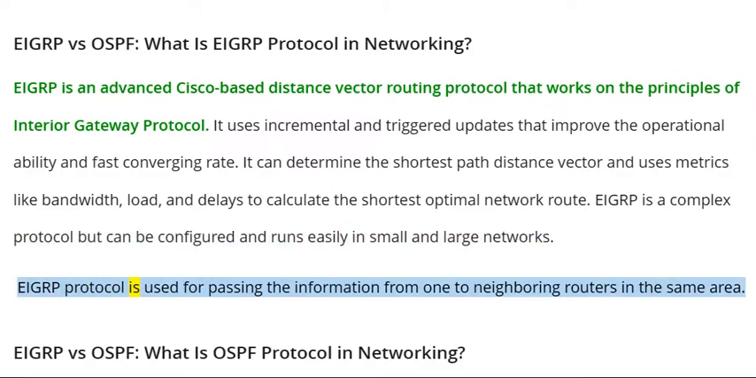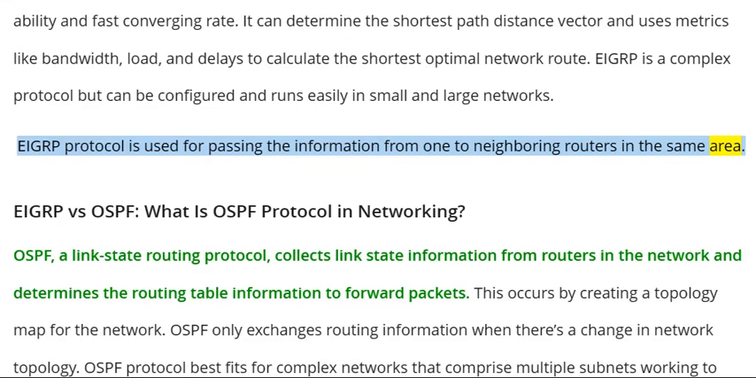EIGRP protocol is used for passing the information from one to neighboring routers in the same area.